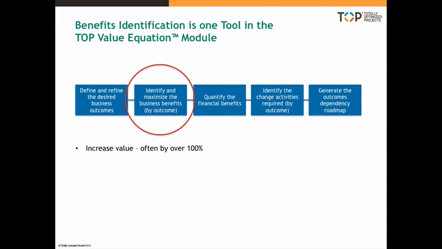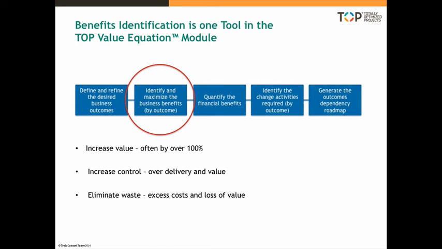When you have a value equation, you can increase the value, often by over 100%, and increase control because the outcomes, the benefits, the financial benefits, and the change activities are all measurable. You have greater control over your project, and you eliminate waste through loss of value by picking up all the benefits that are available, or excess costs, because you can optimize your expenditure to get the most bang for the buck. That's critical to getting the most value.